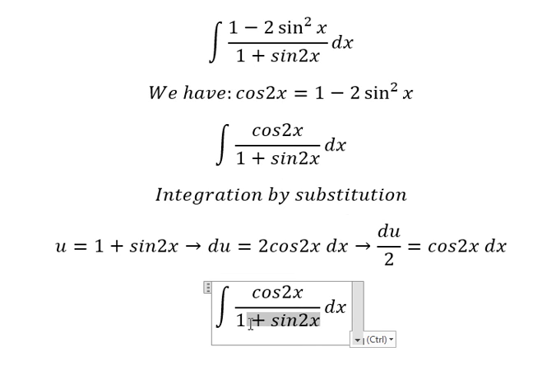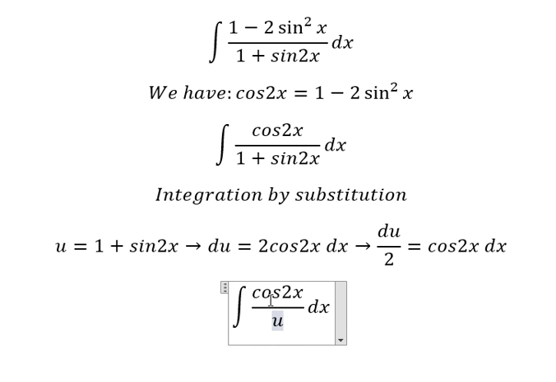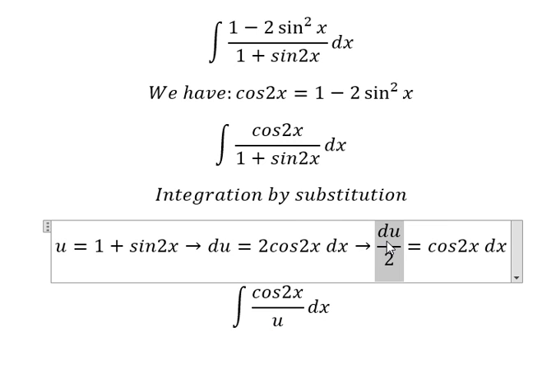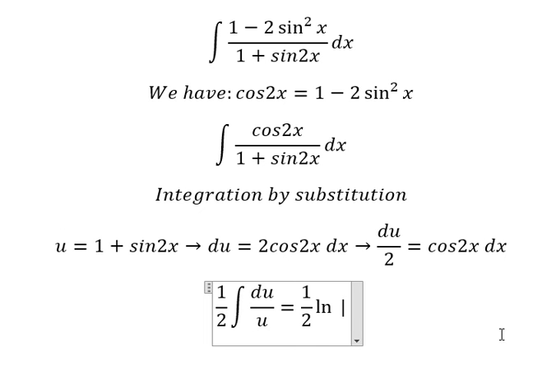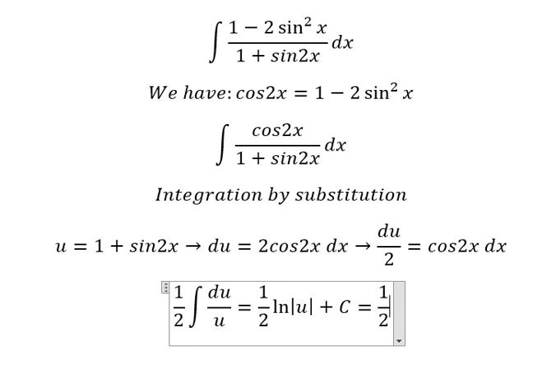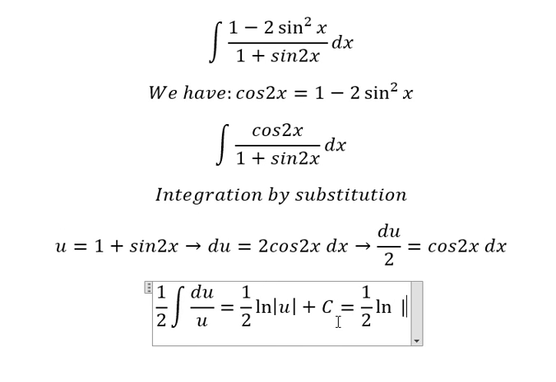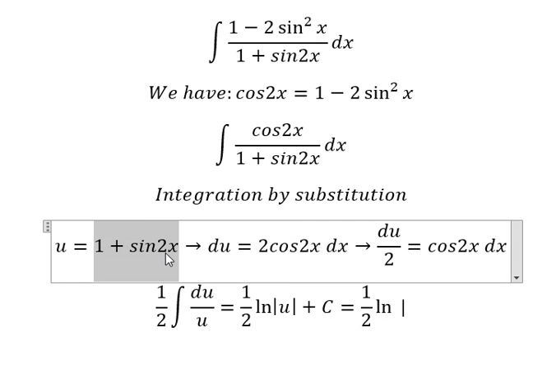So this one we change by u. Cosine 2x dx we change by du over number 2. The integration of du over u, we have 1 over 2 ln of the absolute value of u, and I will put c. About u, that is this one.